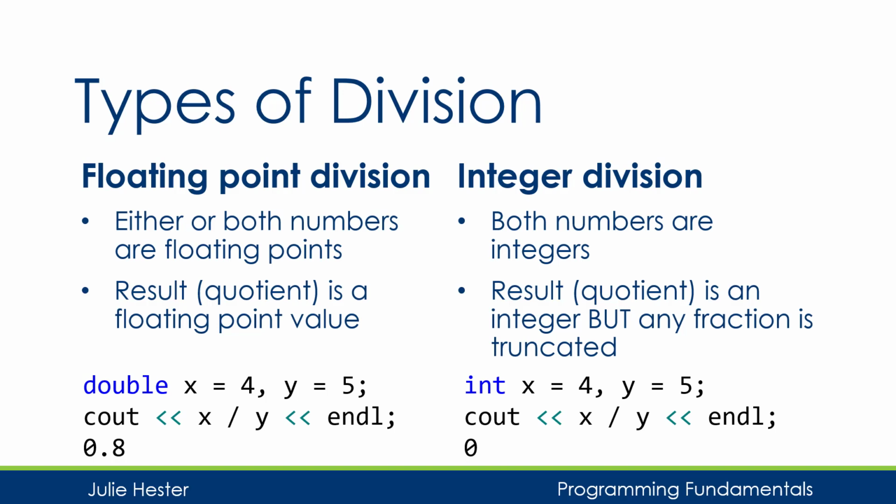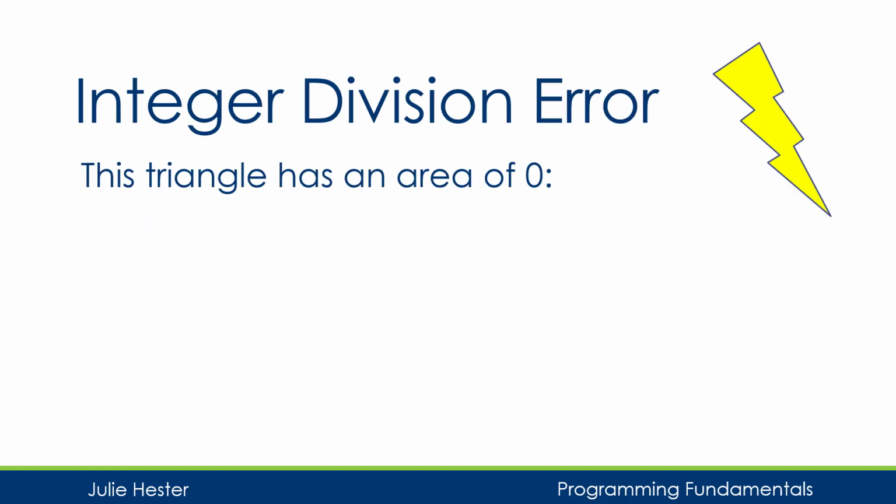Let's look at a couple of examples of things that we'll see with integer division. The first one is more obvious. Here I have a triangle with an area of 0.